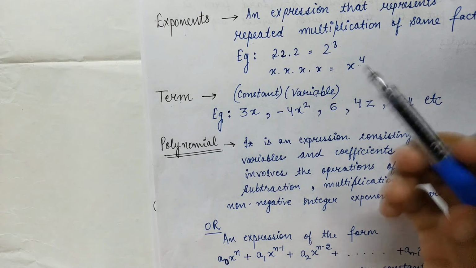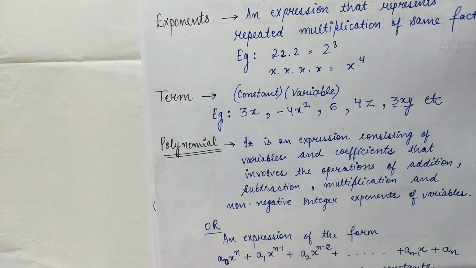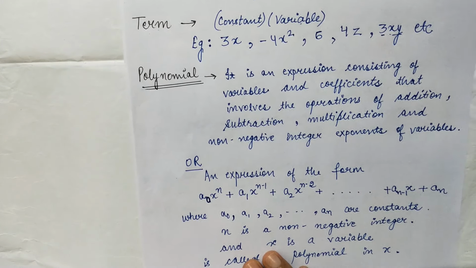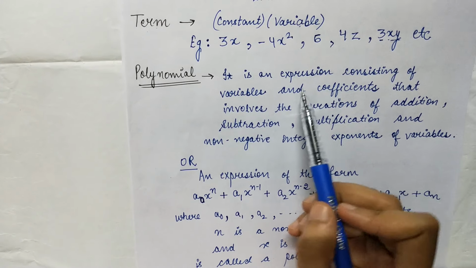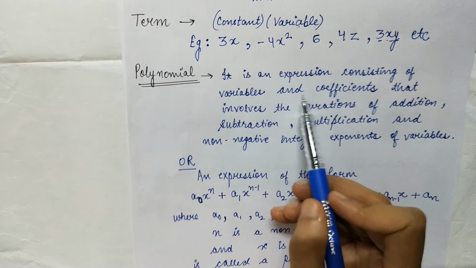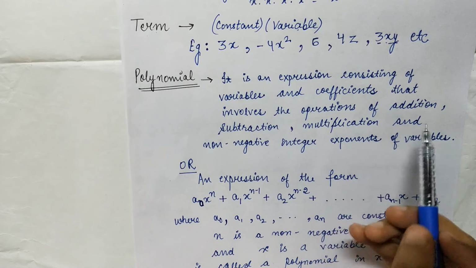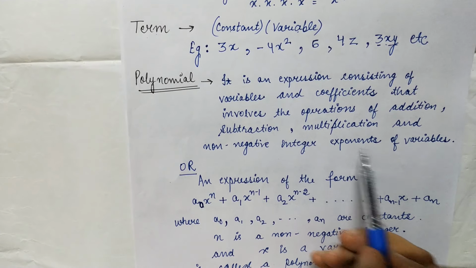Okay. Now after learning some of these, we'll go to the definition of a polynomial. So what is a polynomial? It is an expression consisting of variables and coefficients that involves the operations of addition, subtraction, multiplication and non-negative integer exponents of variables.